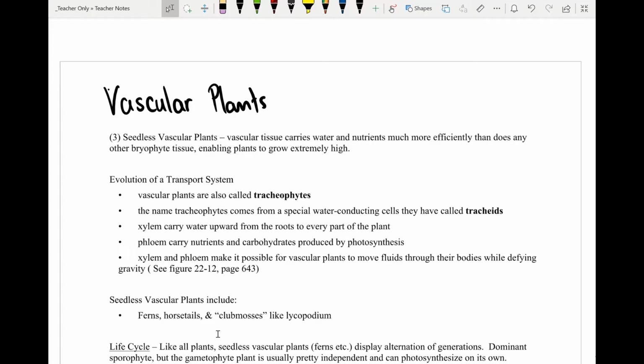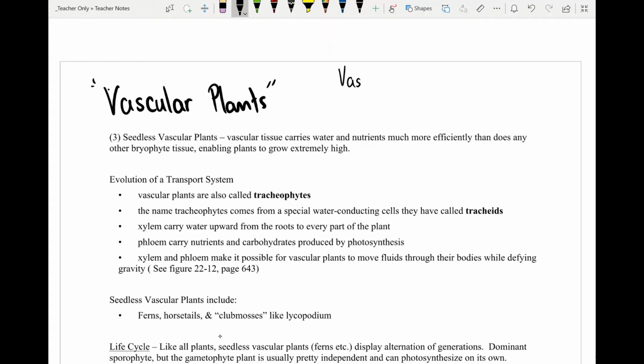So beforehand we talked about algae, we've talked about bryophytes, we've talked about plants in general. Today we're going to talk about vascular seedless plants. So any plant that we talk about from here on in is what's referred to as a vascular plant.